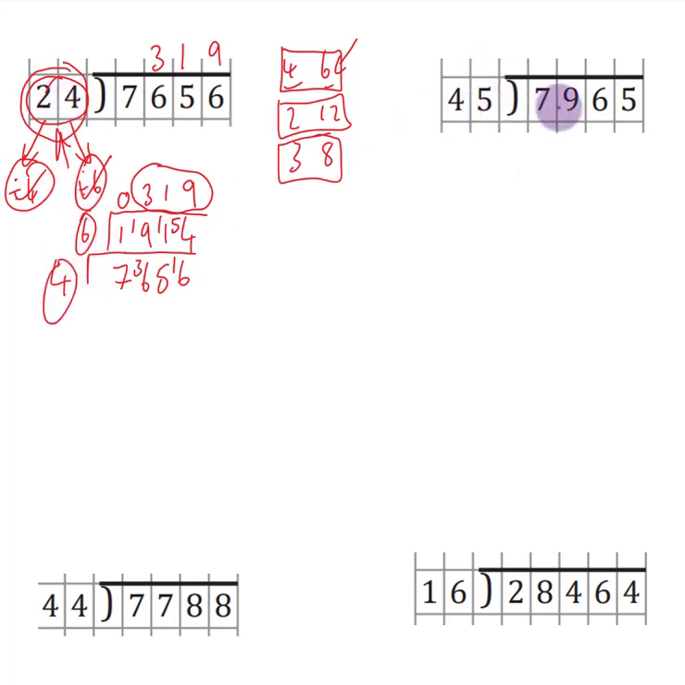So let's do another couple of examples. We've got 7,965 divided by 45. So I'm going to divide instead by 9 and then by 5, or 5 and 9. It doesn't matter which way around, but it has to be two numbers that multiply together to make the number you're dividing by.